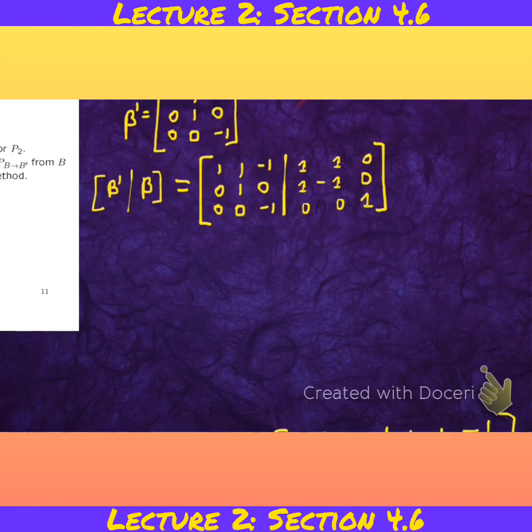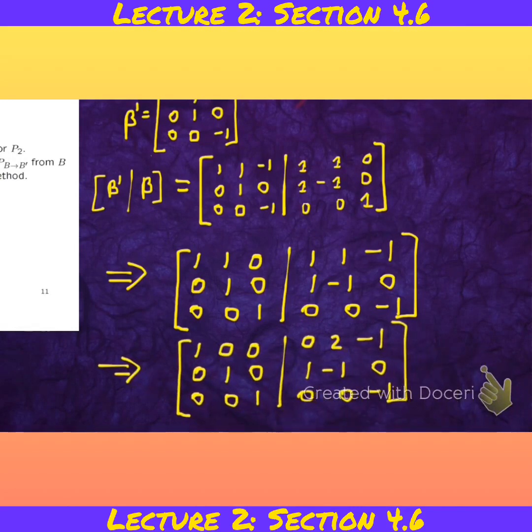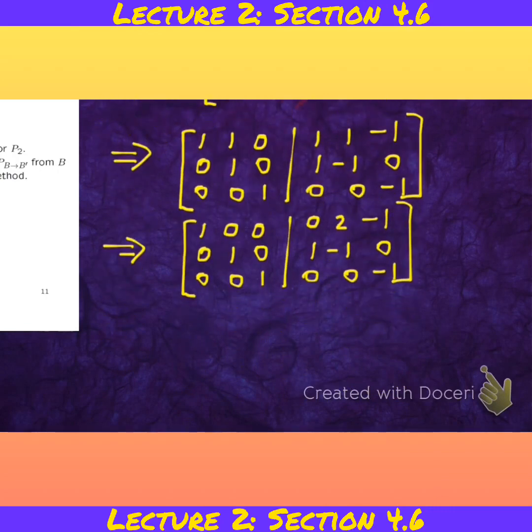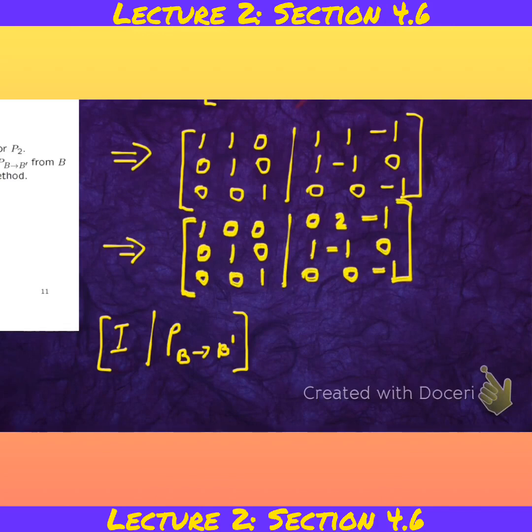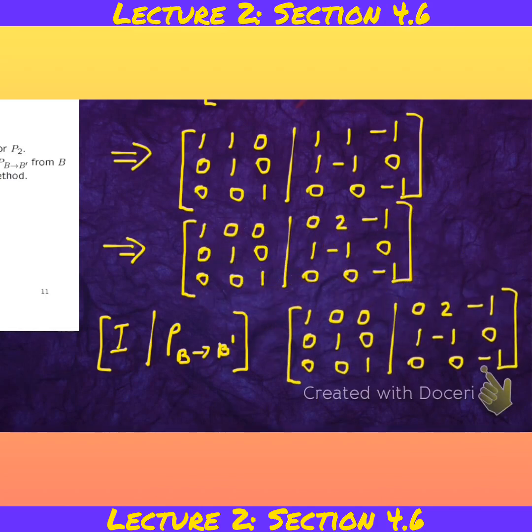Then we take negative the last row and add it to the first row, and then multiply the last row by minus 1 and get this. Then we take negative the second row and add it to the first row, and we get our next step. Okay, moving on. We get to our last step, and therefore our required matrix becomes the matrix on the right-hand side.